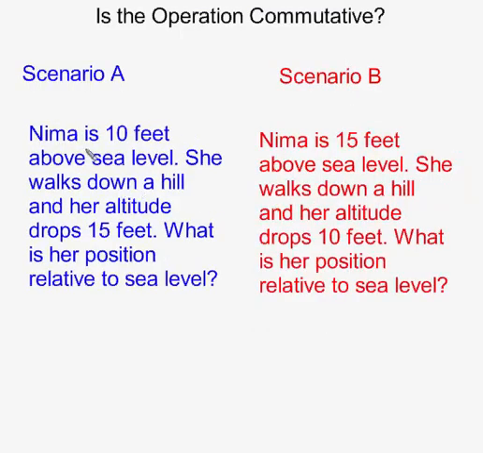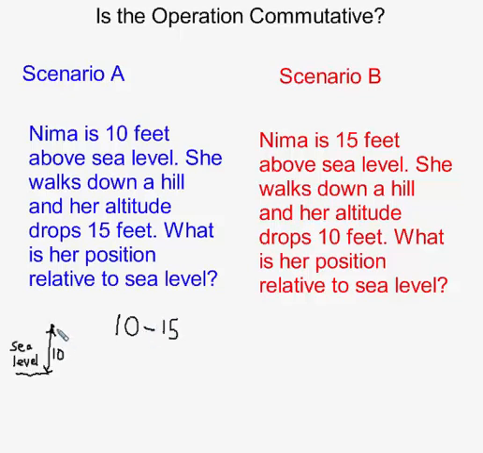In this example, we have that Nima is 10 feet above sea level. So let me write the number 10. And she walks down a hill, and her altitude drops 15 feet. So if her position was 10 feet above sea level and it drops 15, we would have to subtract 15 to determine her new position relative to sea level.